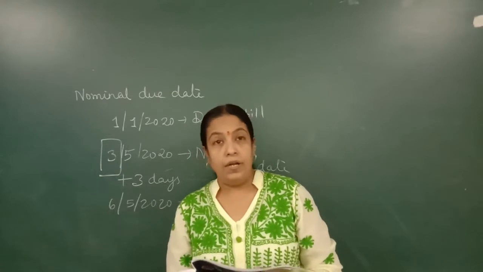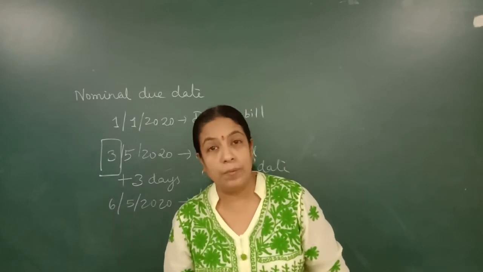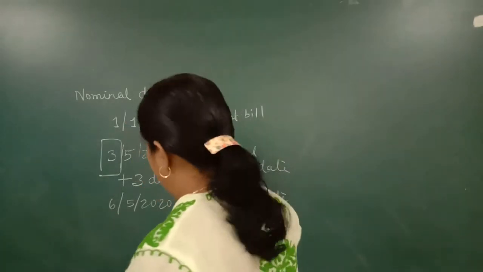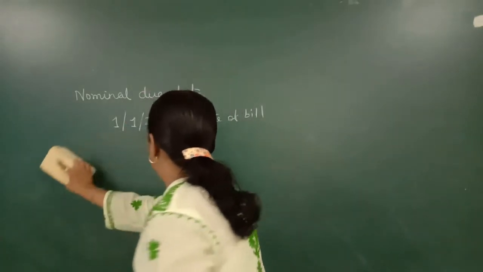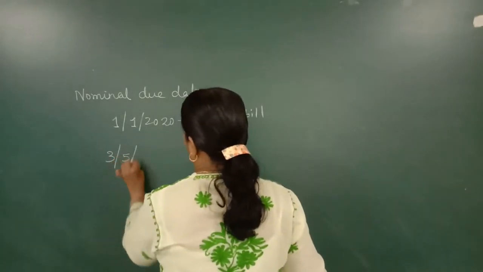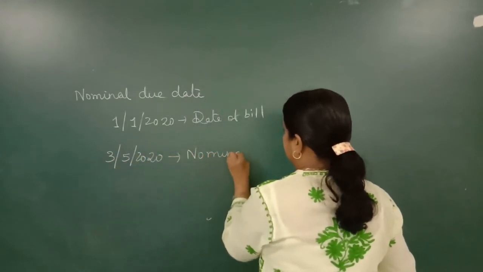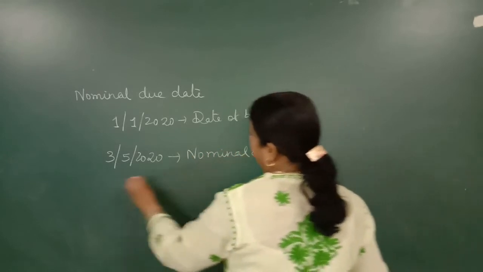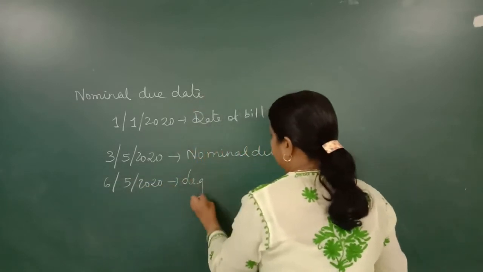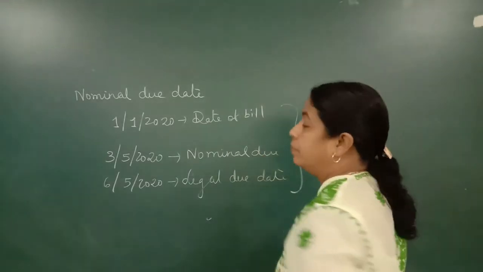Got it? Now, discounting a bill. This is very important. Today we are going to mainly discuss discounting a bill. Now take this example only. See, what was your date of bill? 1. And the nominal due date was this one. Okay. And 6/5/2020 is your legal due date. This is what it is about your bill.